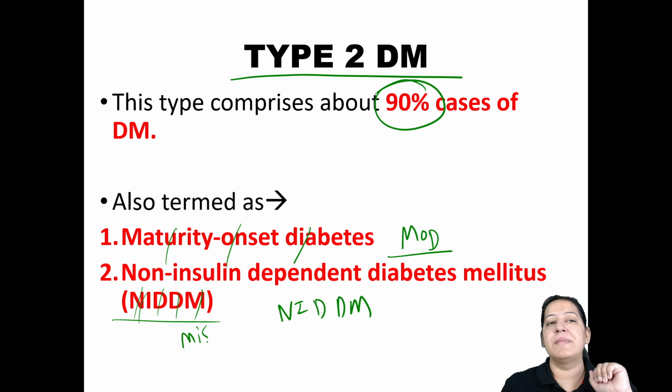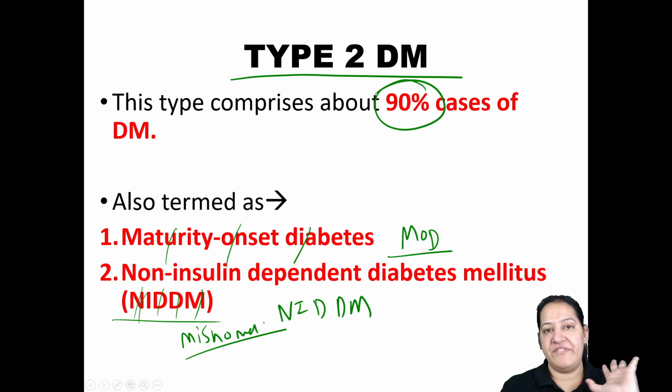Now this is a misnomer. Why is it a misnomer? Looking at the term, you may feel that insulin is not required for their treatment. No, this is not the case. This is not the case. It is a misnomer. Non-insulin dependent means insulin is not the only treatment.